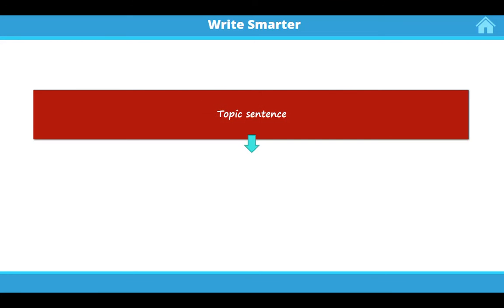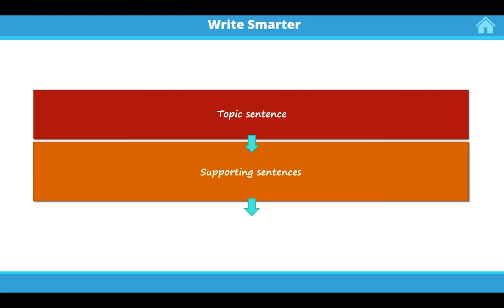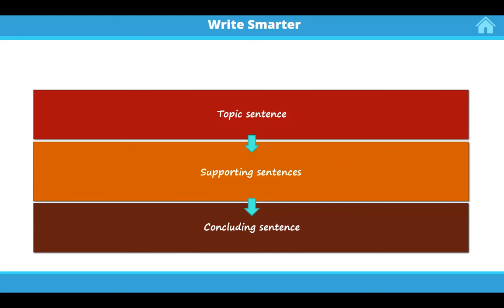So different types of writing have different layouts. However, most paragraphs have 3 basic parts: a topic sentence, a number of supporting sentences, and a concluding sentence, or what we can also refer to as a closing sentence, which closes the paragraph. Okay, so remember again, topic sentence, supporting sentences, and a concluding sentence.